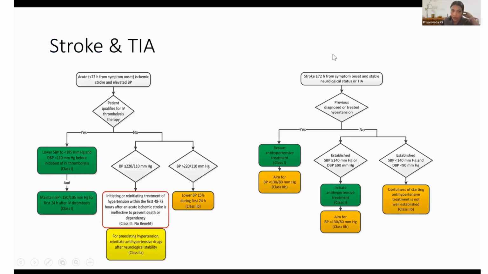And again, these are all special circumstances, stroke and TIA. If the patient is going for thrombolytic therapy, the target is less than 180 by 105. If the patient is not going for thrombolytic therapy, you probably go for slightly lesser targets. If the blood pressure to begin with is more than 220 by 110, your aim is to reduce only 15% and not 20 or 25%. And if it is TIA, we are going to be a little more intensive.